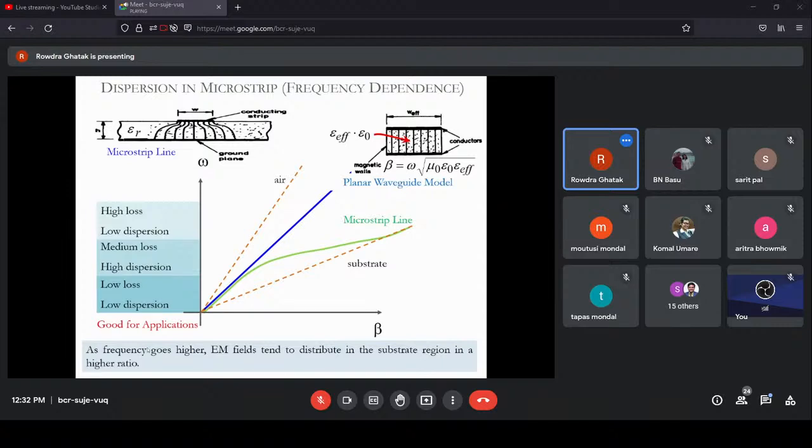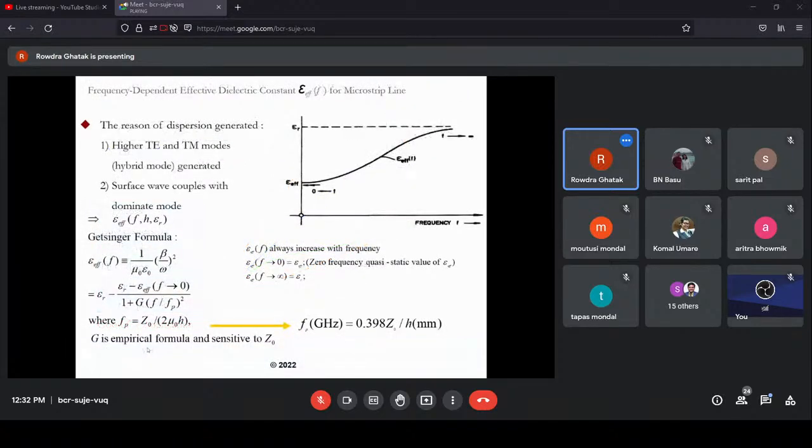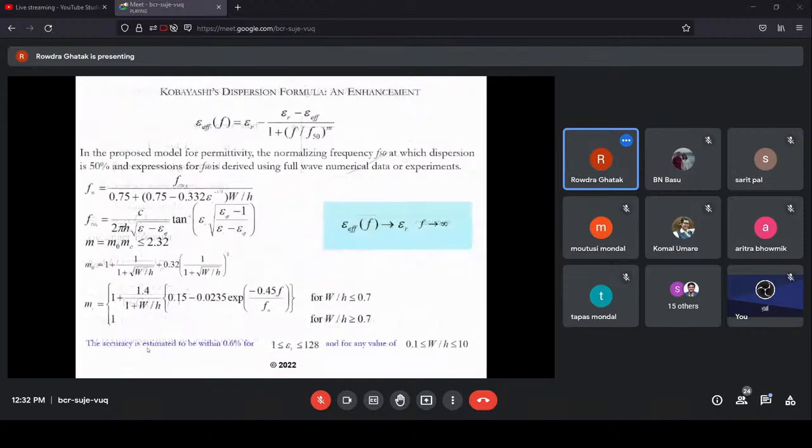So that analysis, you can either follow the Getsinger's relations, but these were restricted to a certain range of dielectric constants and a certain width to height ratio. More improved formulations have come up. One is the Kobayashi's dispersion formulation for the planar segments. Mind it, when you're working with a standard commercial electromagnetic simulator, when you set the frequency ranges, these Kobayashi's relations are inbuilt in that.